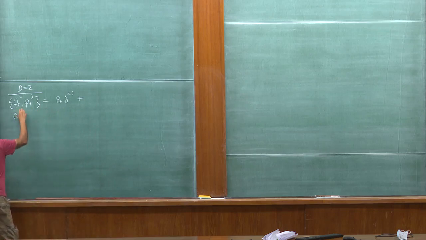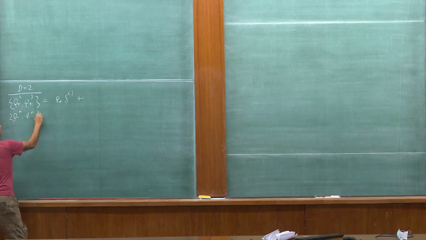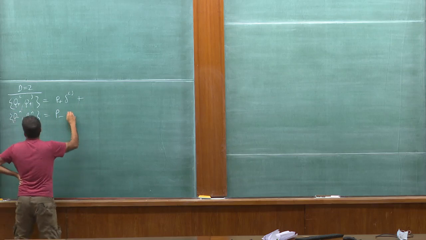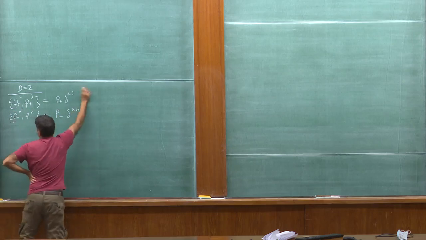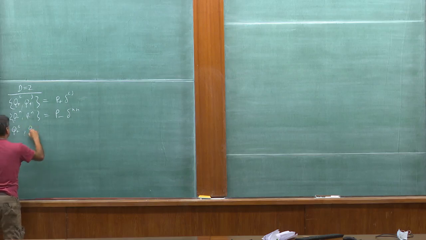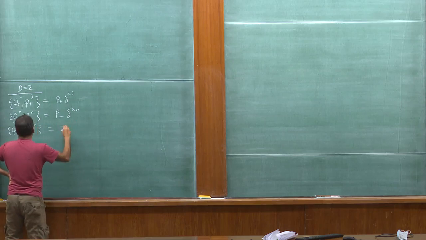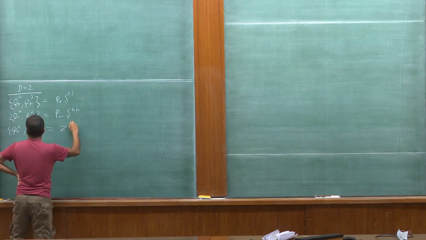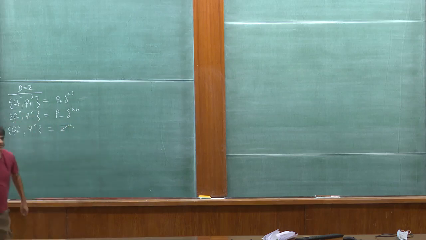Q minus m, Q minus n is equal to P minus delta mn, and we had Q plus I, Q minus n is equal to Z In. Did I get this right? Yes. Okay. This was the algebra we got in D equals 2.